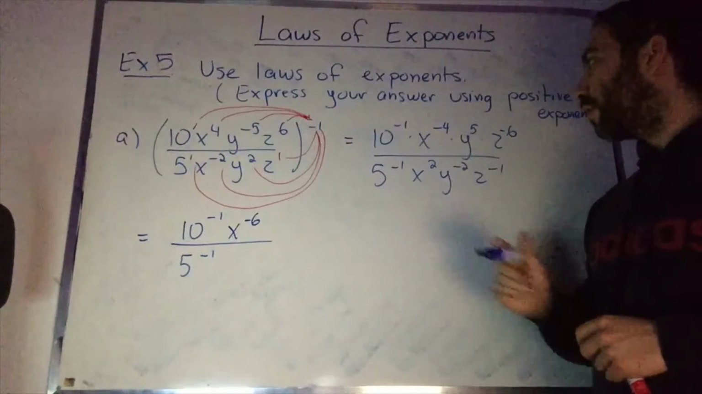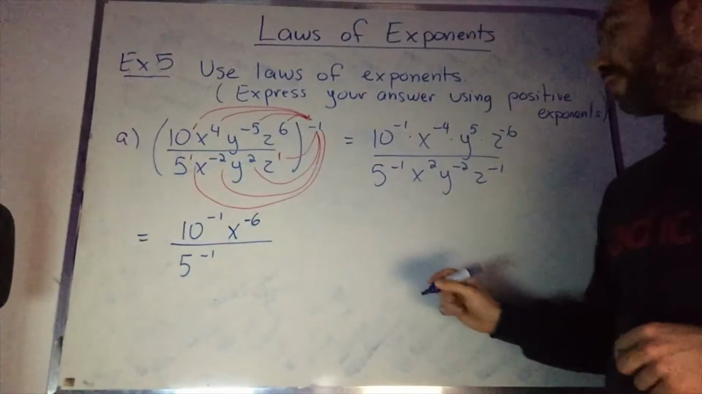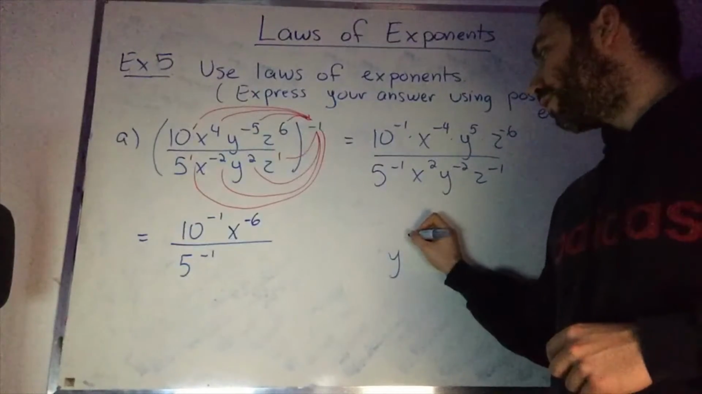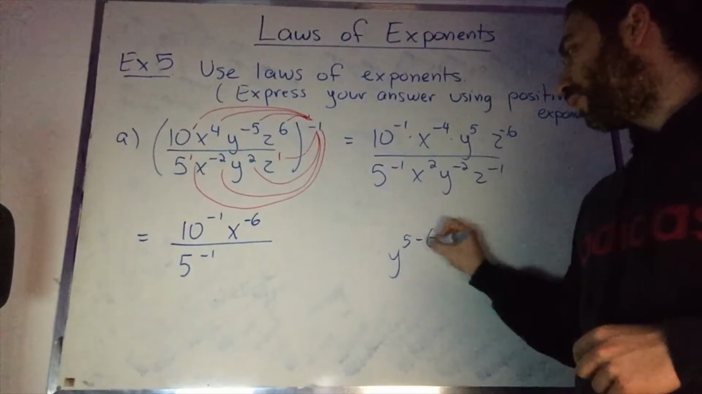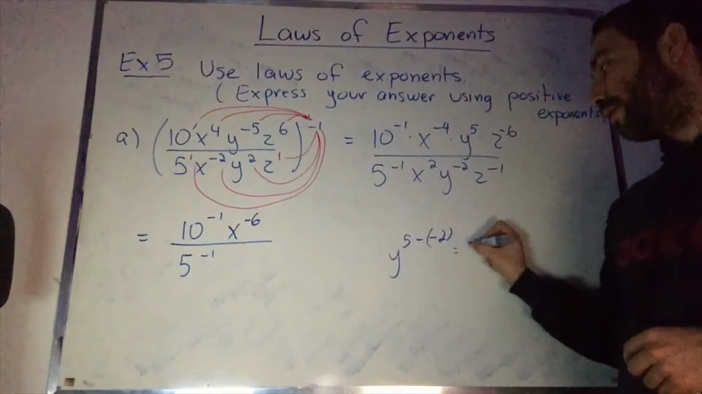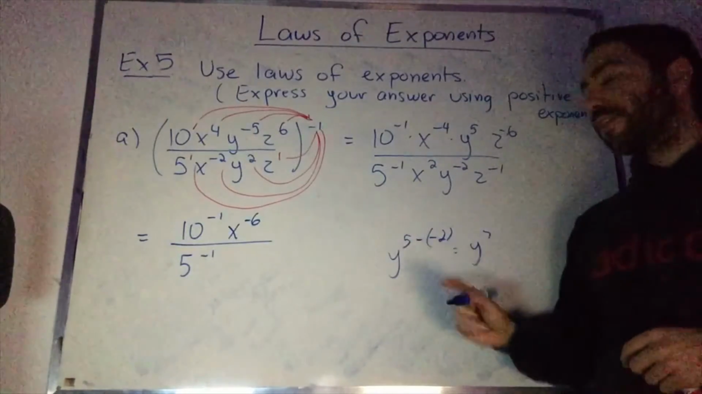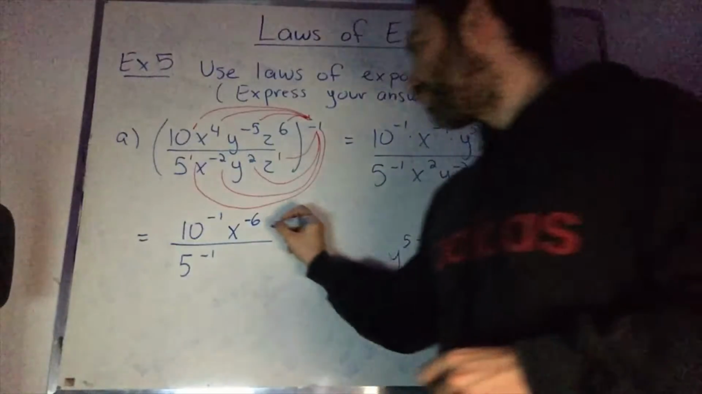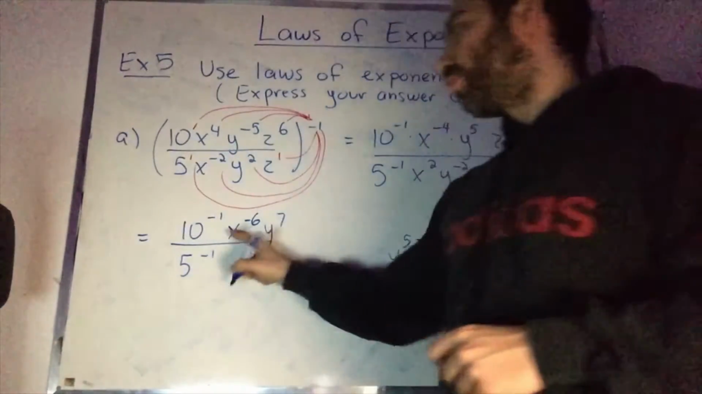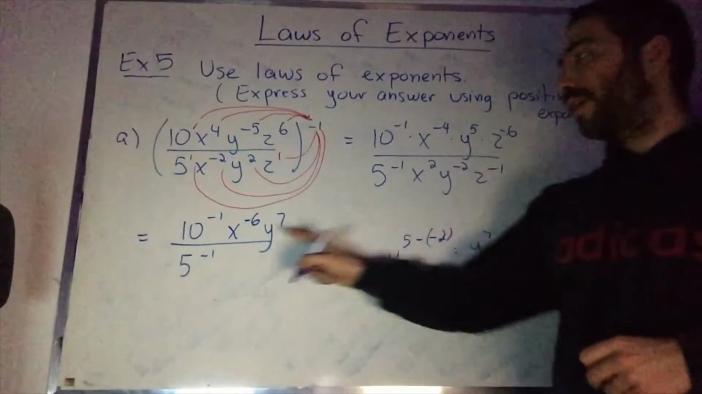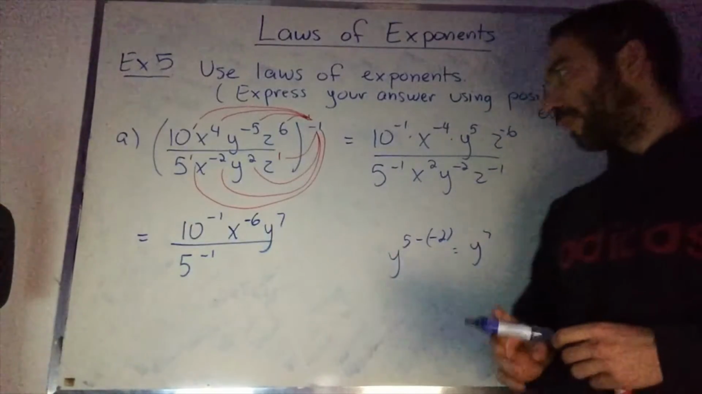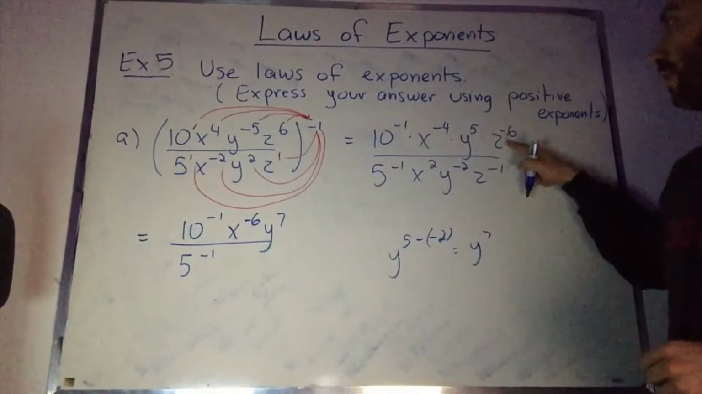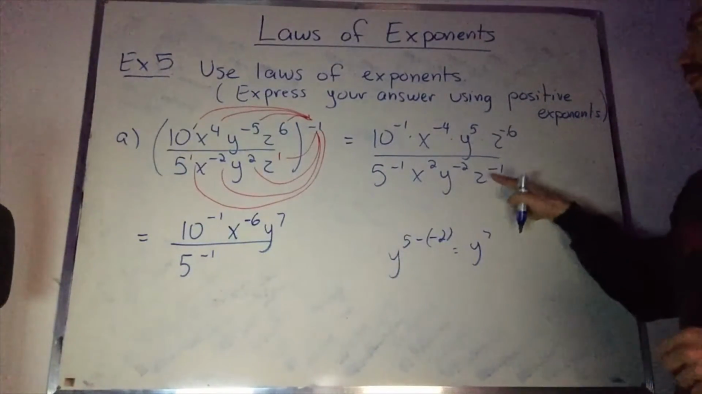Then we have y to the 5 over y to the negative 2. So just remember, y to the 5 minus negative 2, if you have to write it down on the side and simplify it. Two negatives turn into a positive, so it's the same thing as 5 plus 2, which is y to the 7. And remember, whenever you write your answers when you're dividing, it's always going to be written on the numerator.